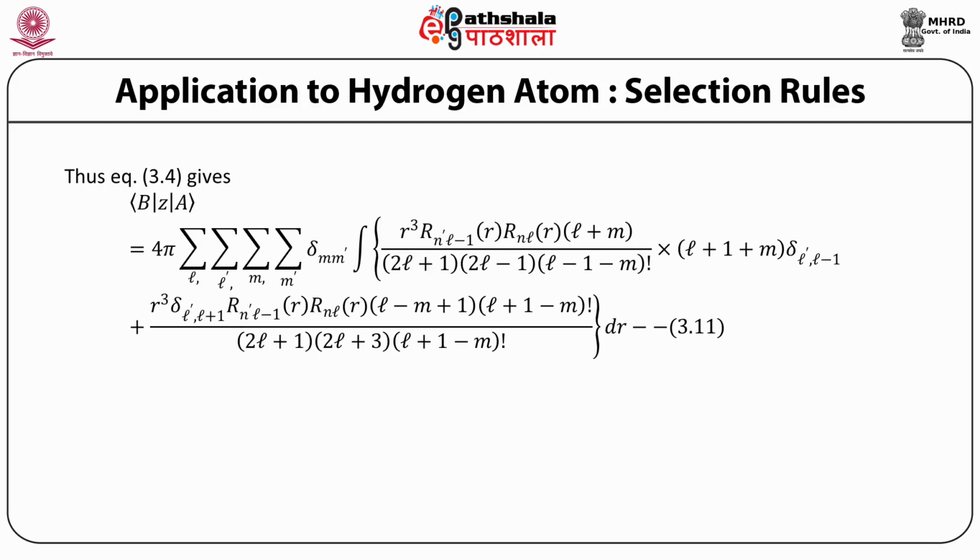Equation 3.4 thus gives, which is the matrix element of Z between B and A, as 4π multiplied by summation over l' and summation over m', delta of m m' into r cubed, radial function of l' l-1 into radial function of n l, into (l+m) divided by (2l+1)(2l-1)(l-1-m)!, multiplied by (l+1+m) delta function of l' and l-1, plus r cubed into delta function of l' and l+1, and again two radial functions, one is r n' l+1 and another is r n l, and (l-m+1) into (l+1-m)! divided by (2l+1)(2l+3)(l+1-m)!. This is equation 3.11.